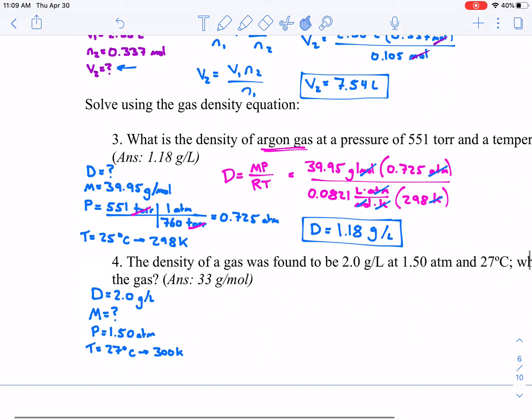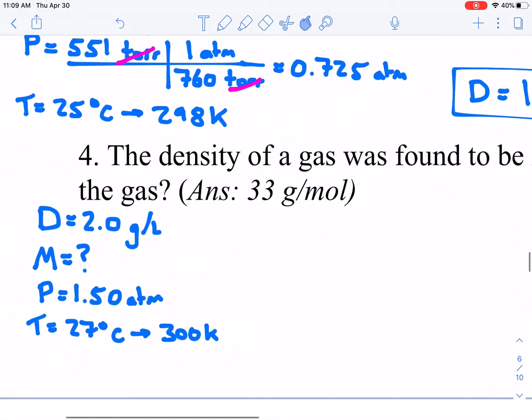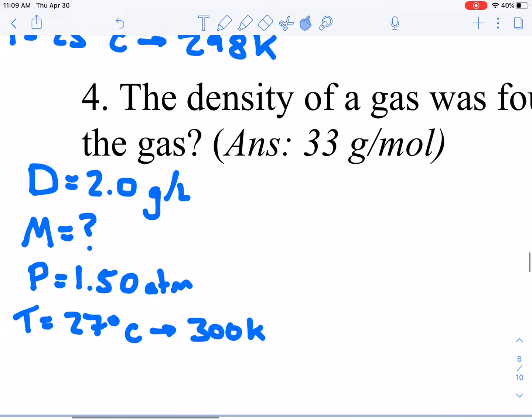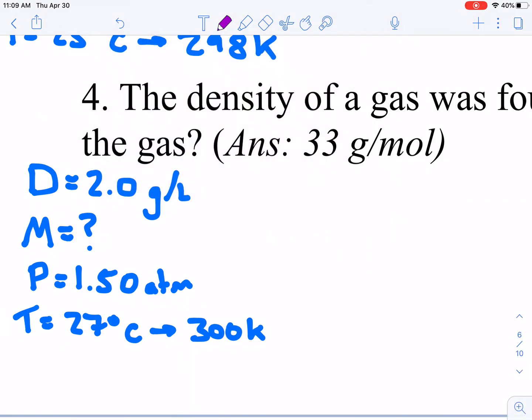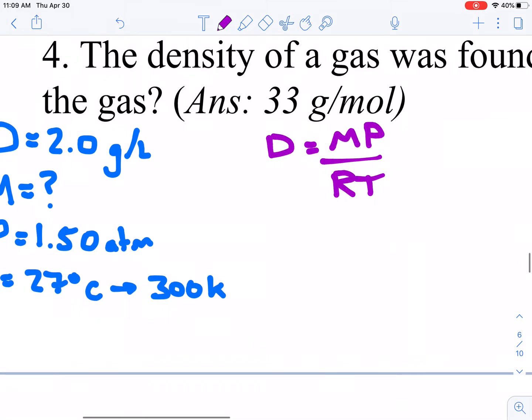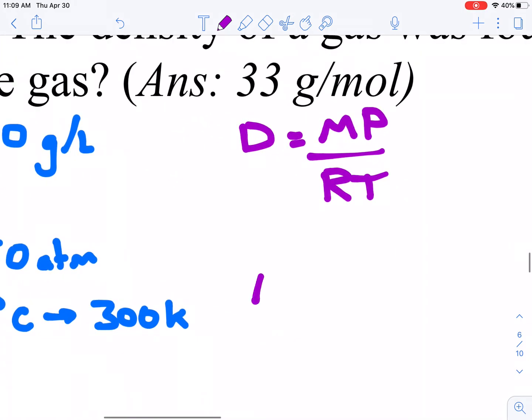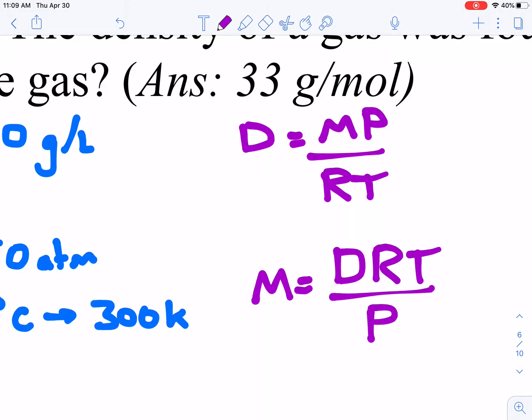Let's try one more application. So here in number 4 is a problem where we're given a density, but we want to solve for molar mass. And so we again have this equation that's D equals MP over RT. But now we want to solve for molar mass. So how would we do that? Well, we'd multiply RT up, we'd divide out P. So we would get that the molar mass is equal to dRT, looks like dirt, over pressure.